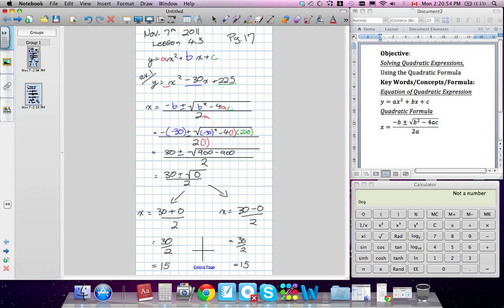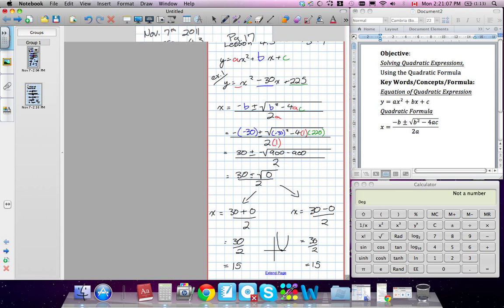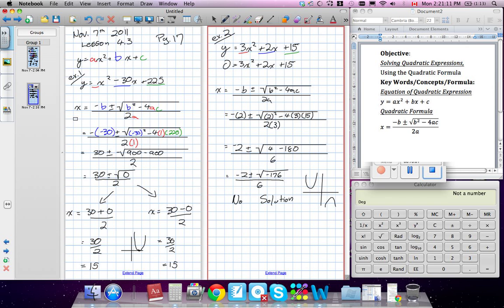Okay? In our other one, let's try to make sense of the other one. In our other one, we'll quickly draw a little graph here. Because there's only one x-intercept, that means the vertex is right on the x-intercept. Okay?